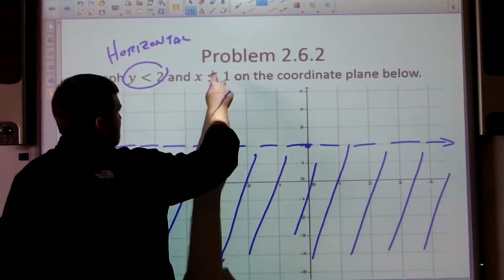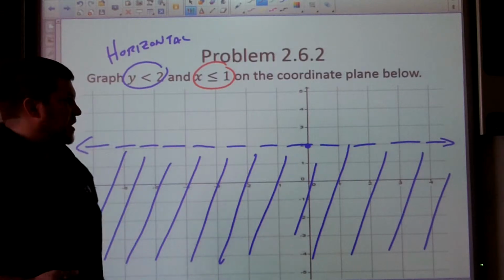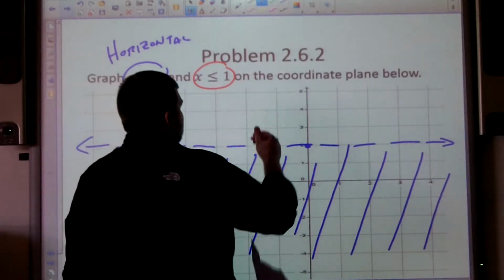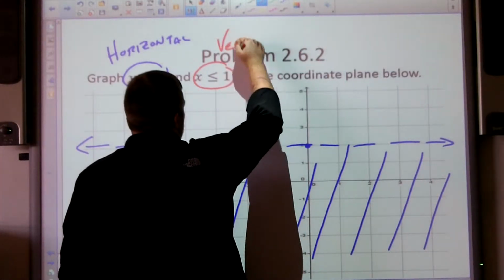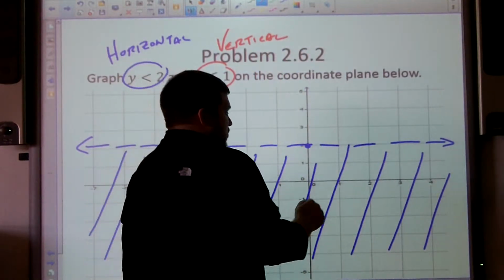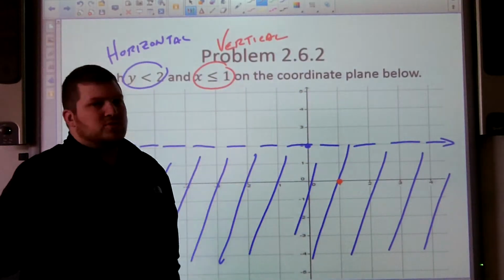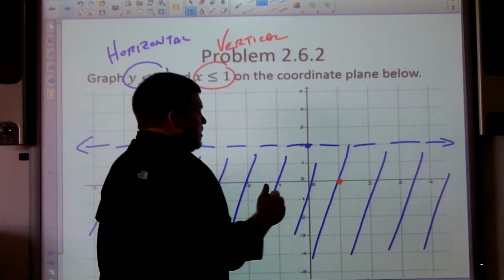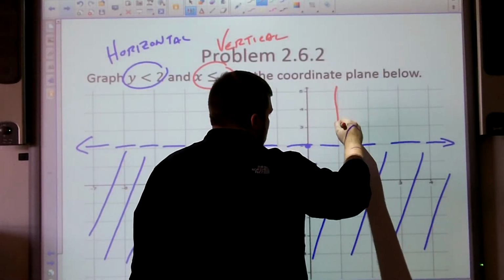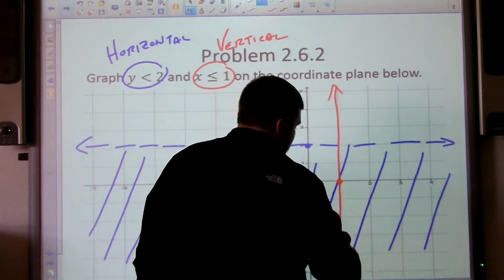So x is less than or equal to 1. Now, just like with equations, anytime you see an x and a number, that just means a vertical line. So here our boundary line is going to be vertical. So I'll go out to x equals 1 right here. It's less than or equal to, so that means my boundary line is included in the solution set. So I draw a solid line.